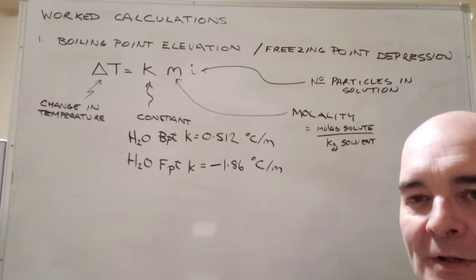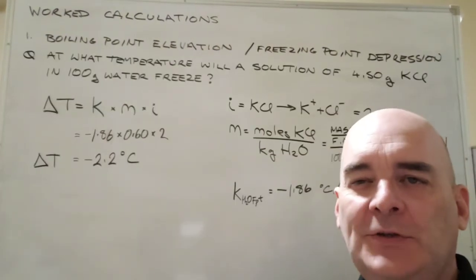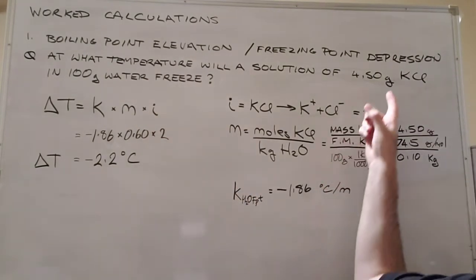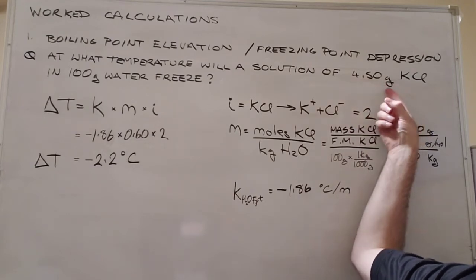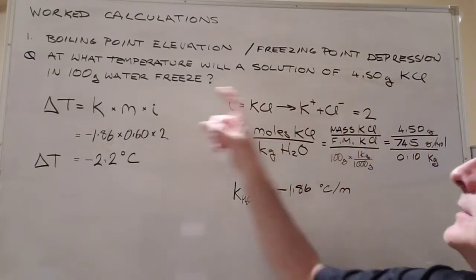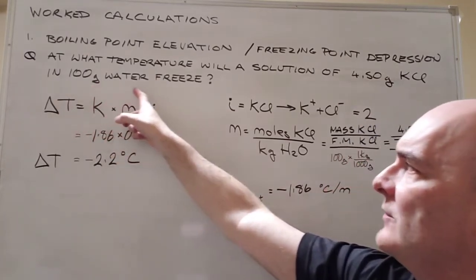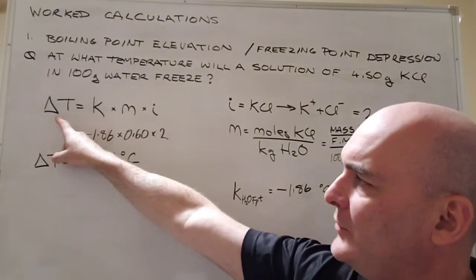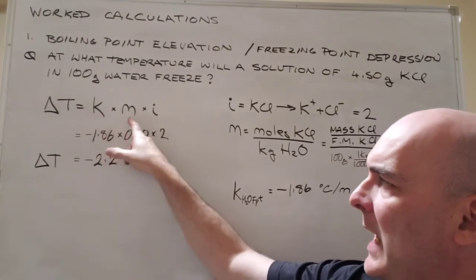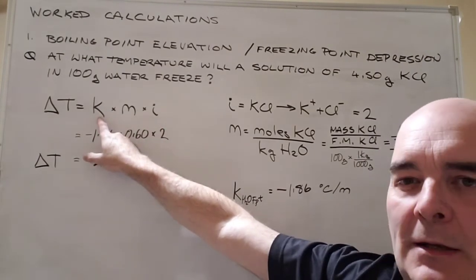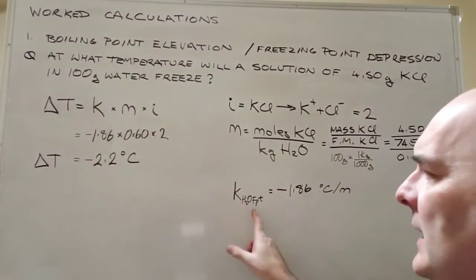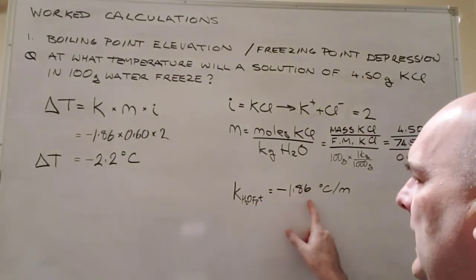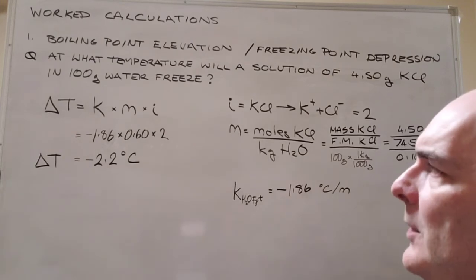Okay, let's put some numbers to this. Let's use this equation. At what temperature will a solution of 4.50 grams of potassium chloride, when dissolved in 100 grams of water, freeze? We're going to use this equation. Delta T equals Kmi. The K that we're going to use is the value for water when it freezes, which is a negative 1.86 degrees Celsius per molal.